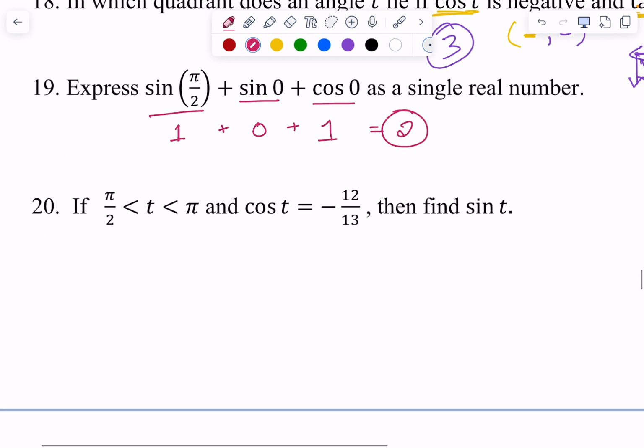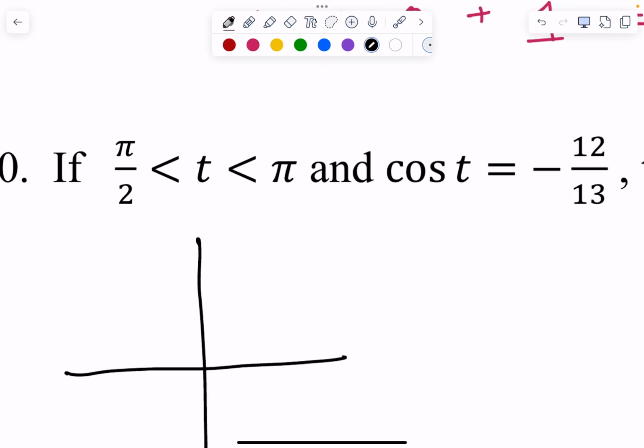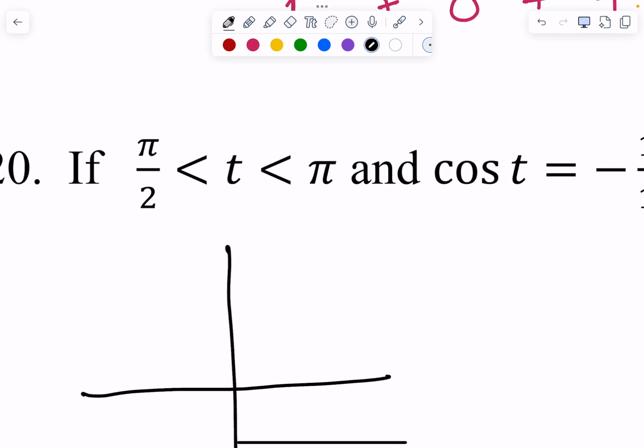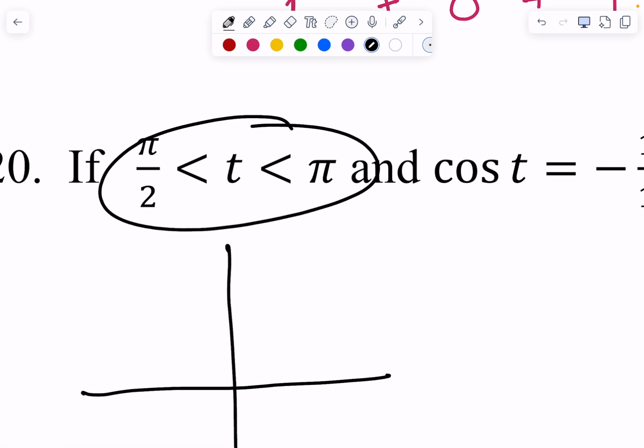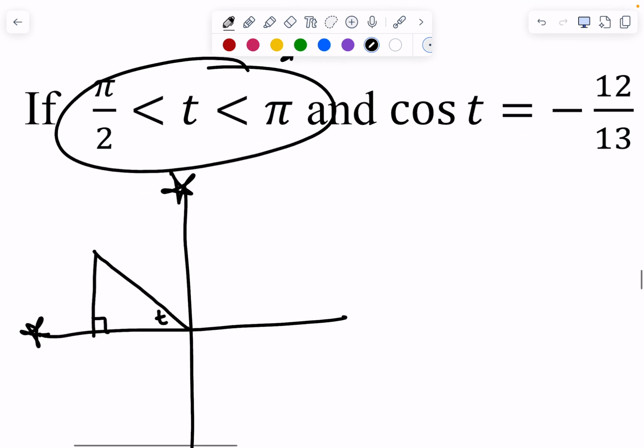Okay, 20. I'm just going to get him ready. Let's get ready to draw him. If pi over 2 is less than t is less than pi, what does this even say? It's in the second quadrant, right? Pi over 2 lives here, pi lives here, so we know we're in the second quadrant. I'm going to draw a triangle. Okay, angle theta is here. Or they call it angle T, actually, because it's cosine of T.